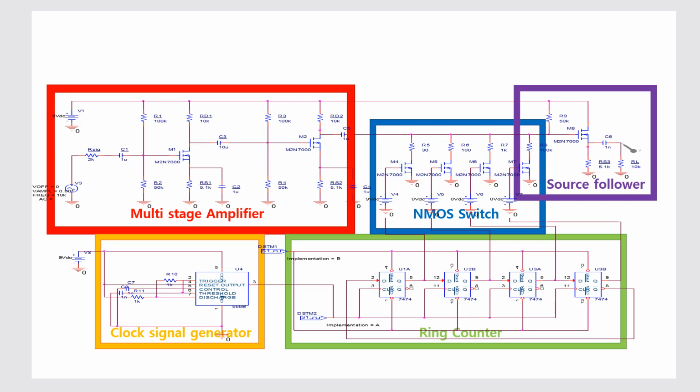First, the part that provides two-stage amplification, the part that converts DC voltage into a clock signal, the part that automatically crosses over using flip-flops, the MOS switch that changes the value of the output by changing the resistance, and finally the part of the source follower.